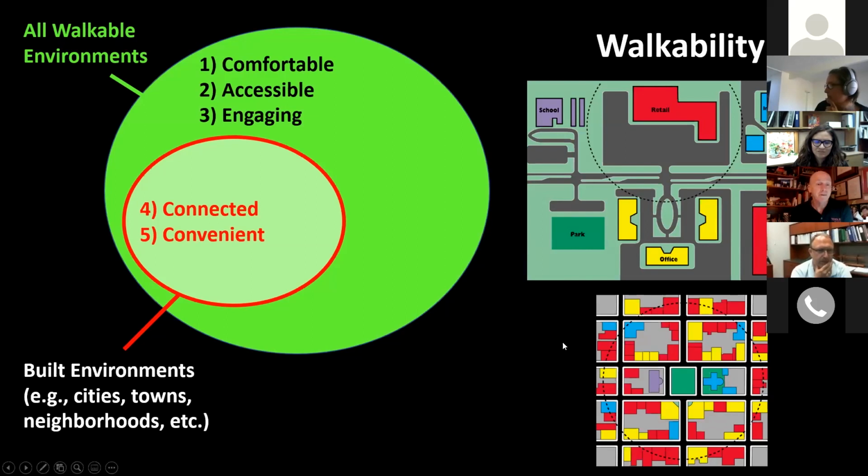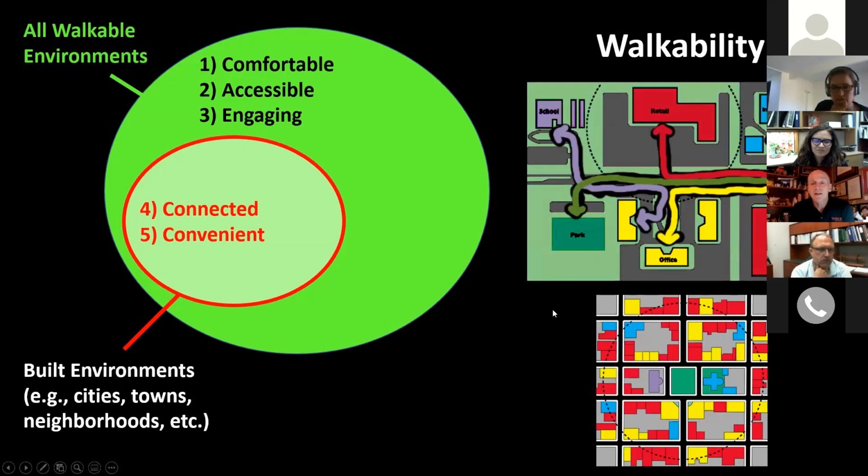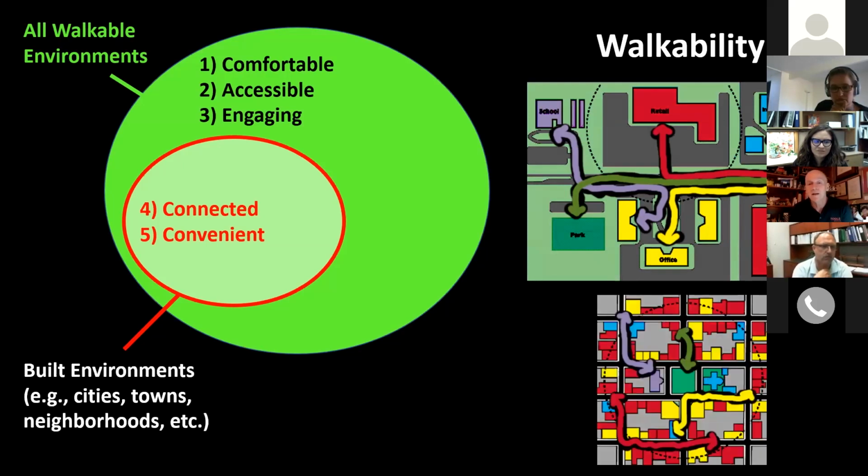And then the fifth thing is convenient. If you just click the next slides, are the things you want to get to close at hand? So from your house, can you get some food? Can you recreate? Can you get to a park? Can you get to school? And these sorts of things. And that's super important for walkability.